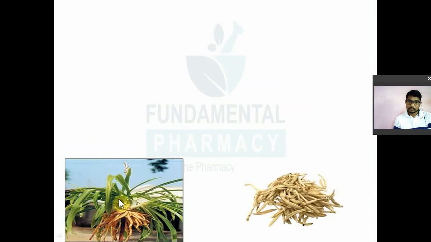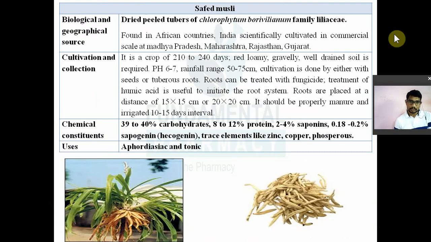Now we'll see another drug known as safed musli. Biological source: dried peeled tubers of the plant known as Chlorophytum borivilianum, family Liliaceae. It is found in African countries and India. It is cultivated on a commercial scale in Madhya Pradesh, Maharashtra, Rajasthan, and Gujarat. Production takes place here.